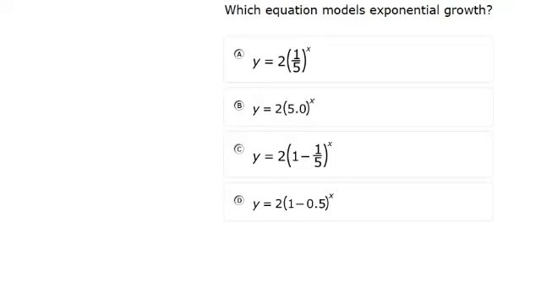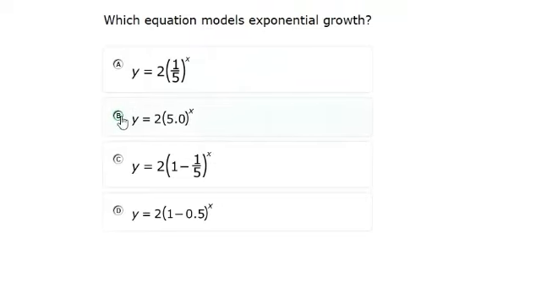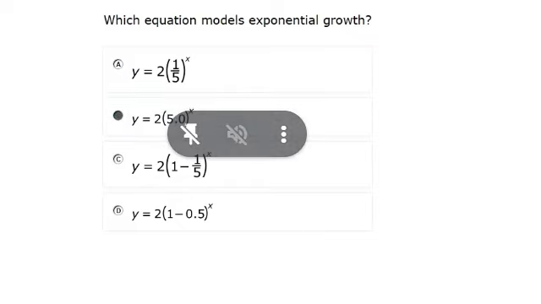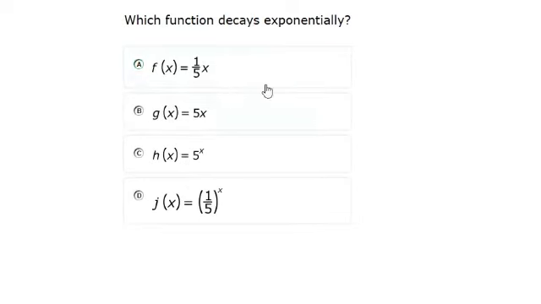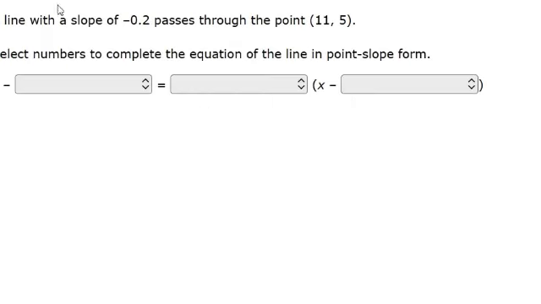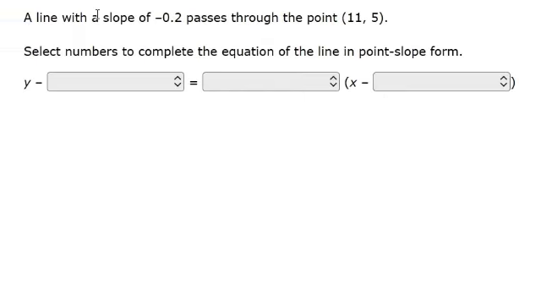Which equation models the exponential growth? Models exponential growth this way. What about B? What about A? C? A. But A is not greater than 1. Yeah, that is the answer. Okay. Yeah. Decay exponentially this way. Yeah, that's it. Okay. A line with a slope of 2 passes through the point 1, 5. Okay, complete.